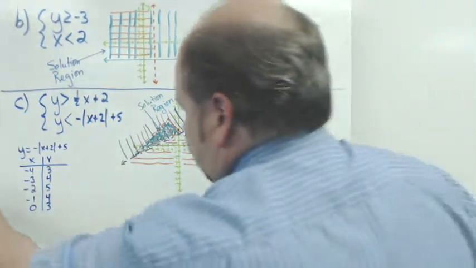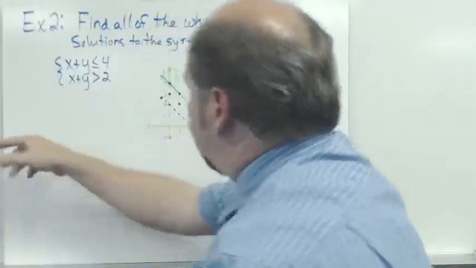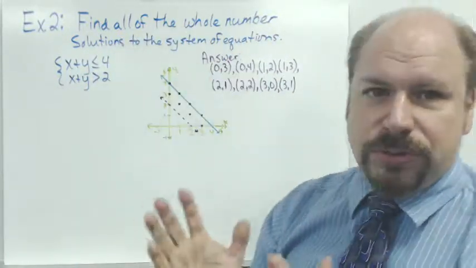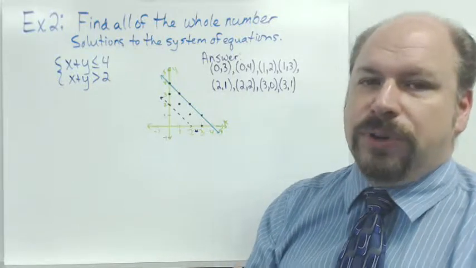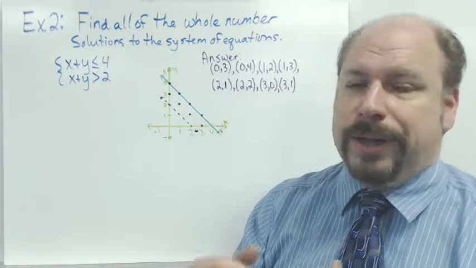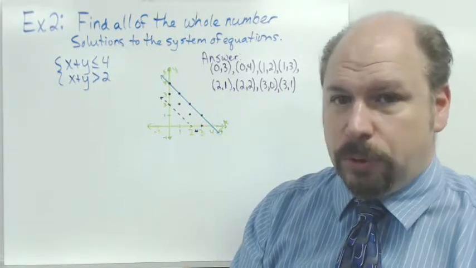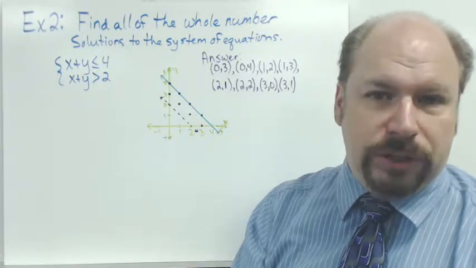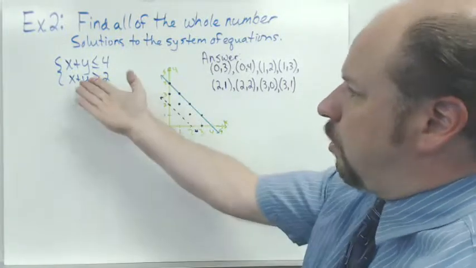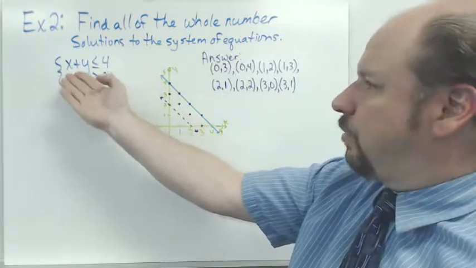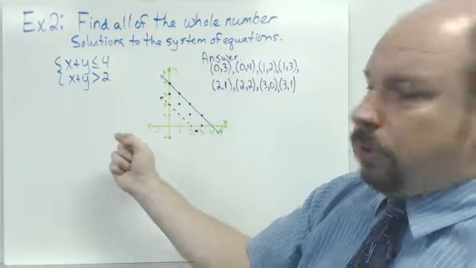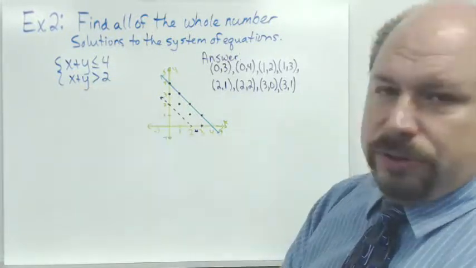Okay, last example here. Example 2: find all of the whole number solutions to the system of equations. So this time it's a little different example. They want us to find the whole number solutions. And remember, a whole number has to be a positive number bigger than 0, and it has to be one of our counting numbers. So 1, 2, 3, and so on. Okay, so we have a fairly easy system to graph. x plus y is less than or equal to 4, and x plus y is greater than 2.